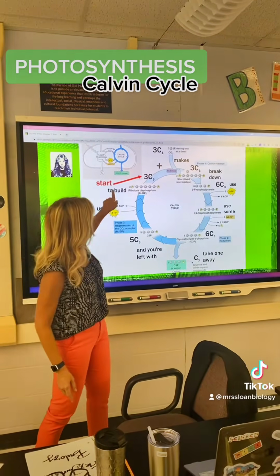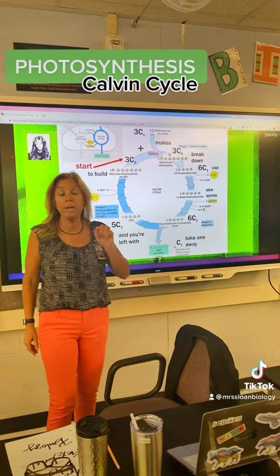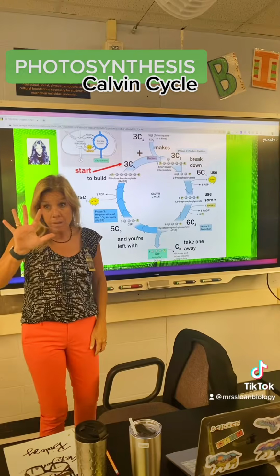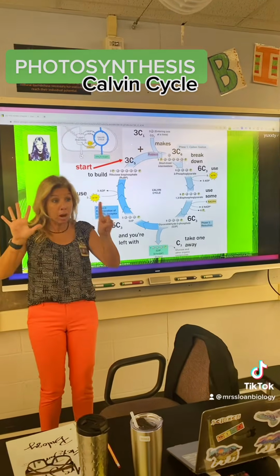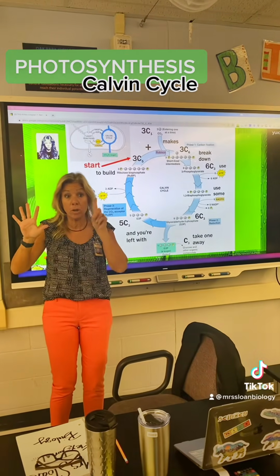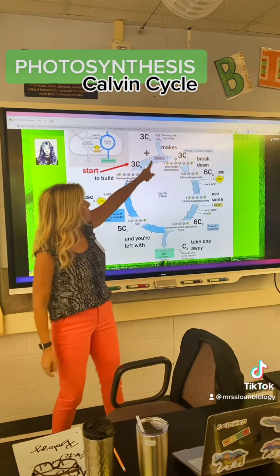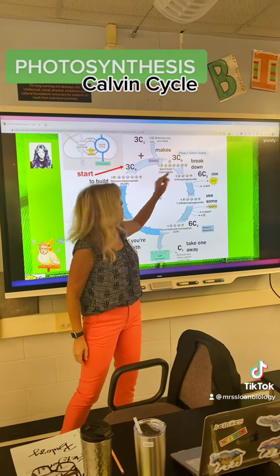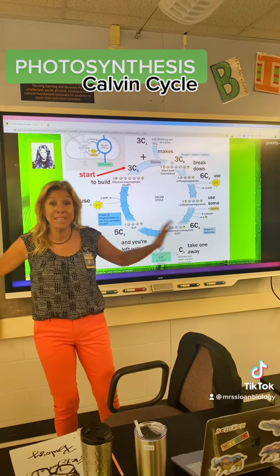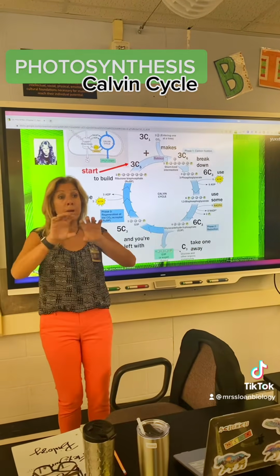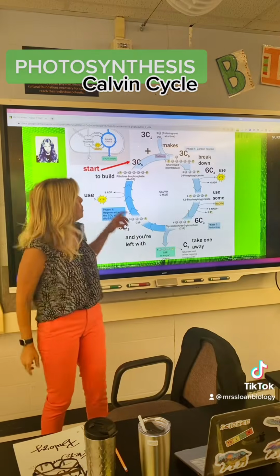Perfect. So we start with RuBP, and RuBP has how many carbons in it? 5. And we're going to hook it up with carbon dioxide, which has how many carbons? 1. So what is 5 plus 1? 6. And what enzyme do we use to do that? Rubisco. When we make that C6 compound, is it stable? No. So it breaks in half. So each of those breaks in half.